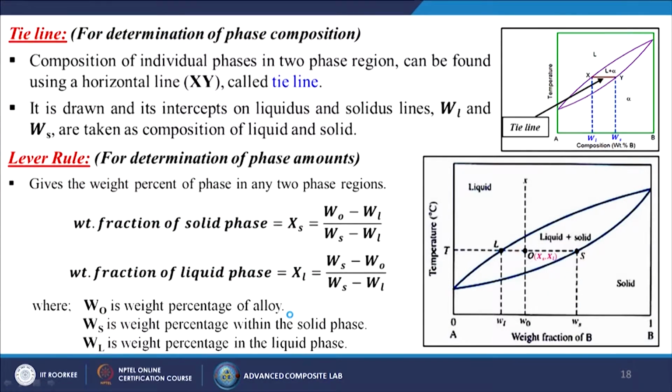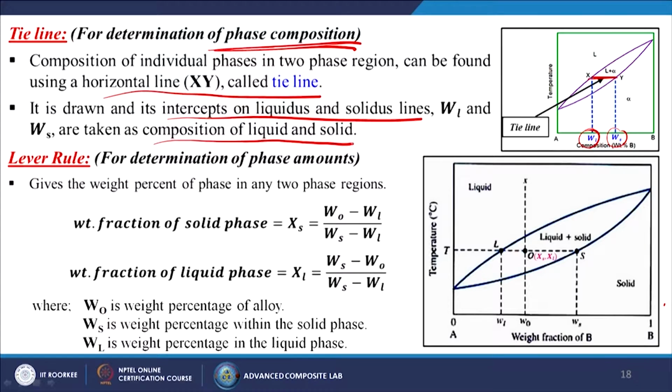Now, what is the tie line? It is used for the determination of phase compositions. The compositions of the individual phases in a two-phase region can be found using a horizontal line called a tie line. Suppose I draw a tie line between the solidus line and the liquidus line. It intercepts the liquidus and solidus lines, and WL and WS are taken as the compositions of the liquid and solid. Through this we can get the composition WL and the composition WS, and this XY line is known as the tie line.